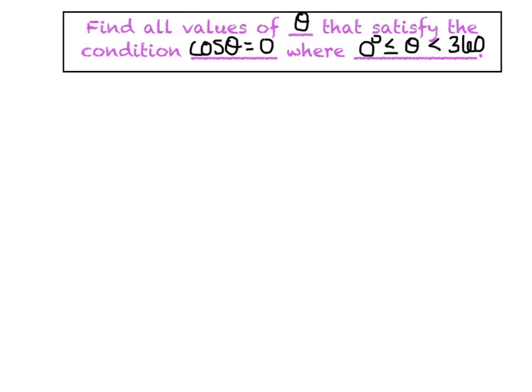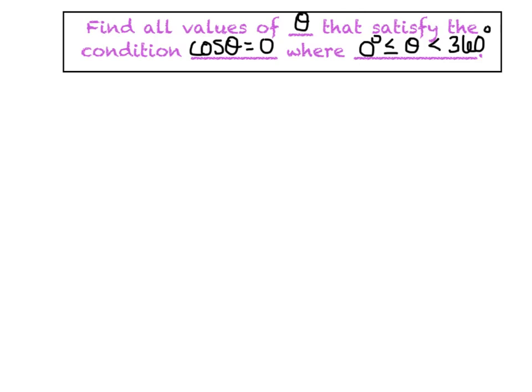All right, here's our next question. They're asking me to find all values of theta that satisfy the condition cosine of theta is equal to 0, where theta can be any angle within the interval 0 to 360. Now, I want you to really focus on those inequality signs right here. This inequality sign includes the 0 because of the equals to sign, but this second one does not include the 360. It's not equal to. So if you get a solution of 0, you're allowed to keep it, but if you get a solution of 360, we're going to have to throw it away because it's not within that interval.